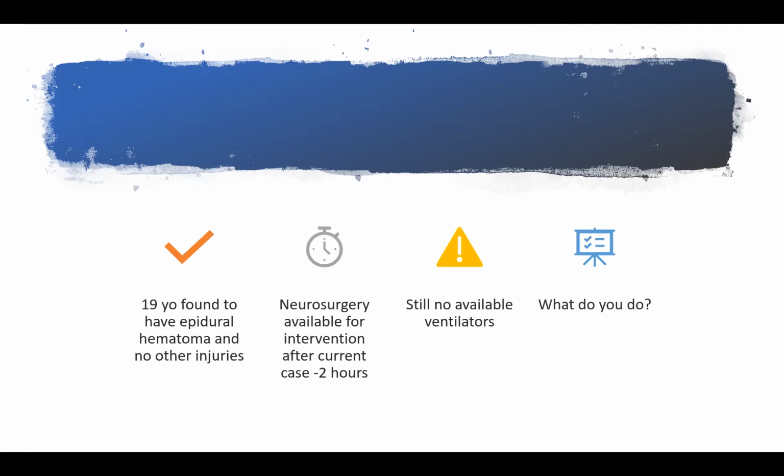So a CAT scan was done on the 19-year-old and an epidural was found. We were bagging him. He was protecting his airway, so we didn't need an immediate vent. Neurosurgery is available for intervention in 2 hours, but there are still no ventilators. What do you do? And then during this time, a 65-year-old comes in with respiratory distress, saturating in the 50s, who also needs a ventilator. So a ventilator becomes available, and then the discussion with the team is who gets the ventilator. And there's no right decision in ethics.